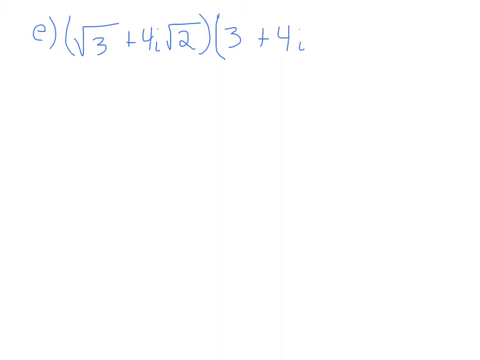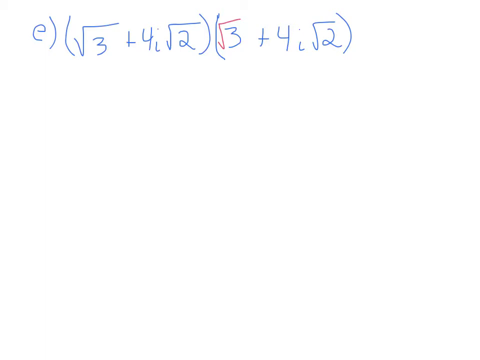Okay, letter E. I didn't have room on the last screen. Letter E says this: the square root of 3, this is all in a quantity, plus 4i square root of 2, times 3 plus the same thing, 4i square root of 2. Oh, by the way, this is supposed to be the square root of 3. So do the same thing, do your FOIL, and see what happens. Now this one gets pretty nasty. There's a lot involved here.